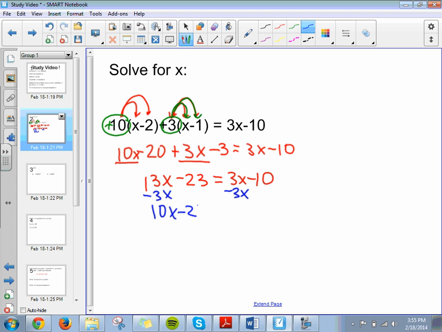So we've got 10x minus 23 is equal to negative 10. Don't forget that negative sign. Lots of people will forget it and just have it go away, but it's still there. We have a negative 10. And I'm going to add my 23 to both sides.